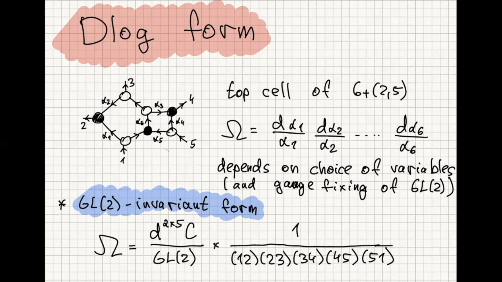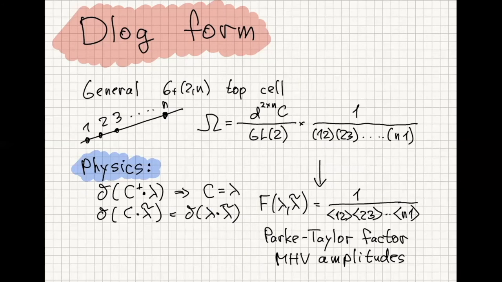Okay, so for the general G2N top cell, we can get this simple form with the consecutive minors in the denominator. And in physics, once we solve these delta functions, which relate the C matrix to lambda and lambda tilde, they are especially simple, and they just force the C matrix to be lambda directly.